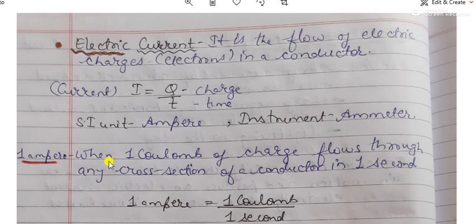1 ampere is the amount of current produced when 1 coulomb of charge flows through any cross section of a conductor in 1 second. So if 1 coulomb of charge is flowing in 1 second through a conductor, the amount of current is known as 1 ampere. So 1 ampere is equal to 1 coulomb divided by 1 second.